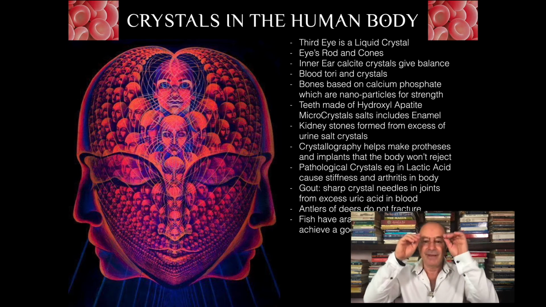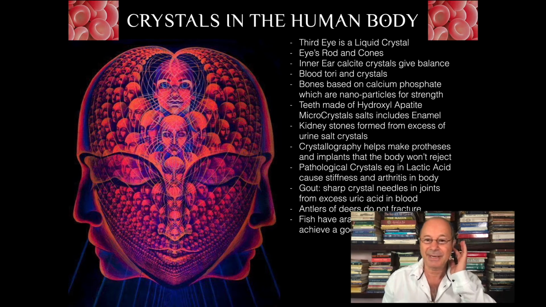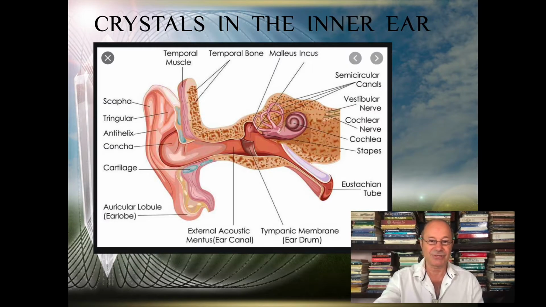They appear in the inner ear. We're going to talk about that. There's crystals in the blood, in the bones. There's microcrystals on the enamel of your teeth, in the kidneys. In fact, we are a complete constituent of many, many different types of crystals. So I'll just talk a little bit about the ones in the inner ear.